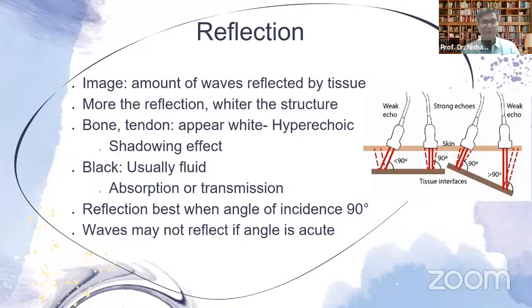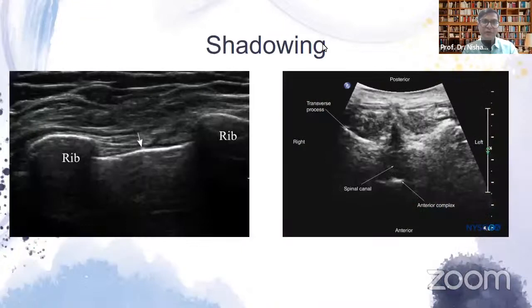So these are some of the terms that you'll be coming across. Now, if you see the shadowing, bone usually casts a shadow because the bone does not allow the sound waves to pass through it. This is the pleura. Again, the lung is an air-filled cavity. It does not allow the sound waves to pass through. Air is a poor conductor of sound. So what you see is basically a repeated shadow of the pleural line, which forms like this, which we call the A lines. So that is called the shadowing effect, right?